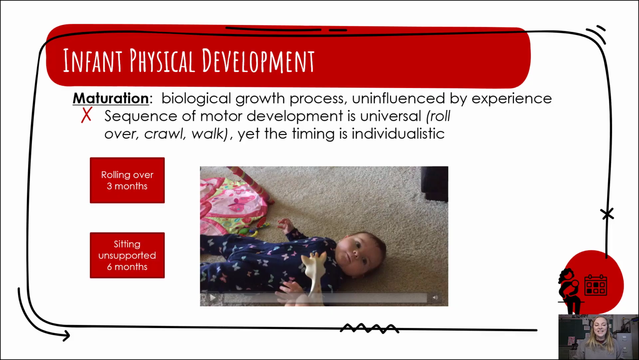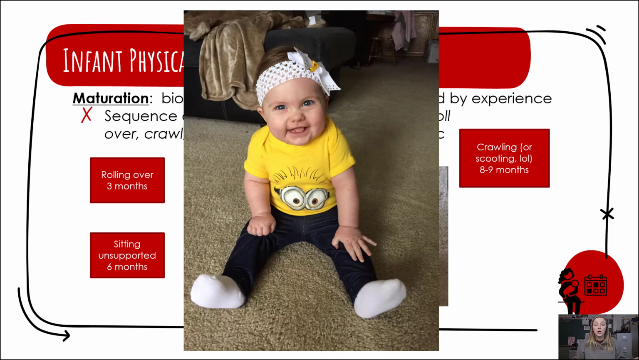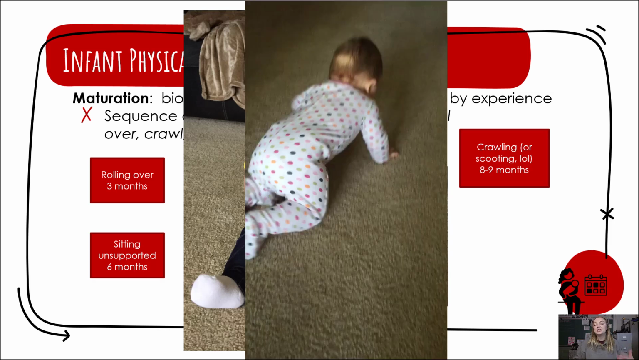The next stage is sitting unsupported. This happens around the age of 6 months. The next stage is crawling or scooting. Around 8 or 9 months, babies will start this crawling.